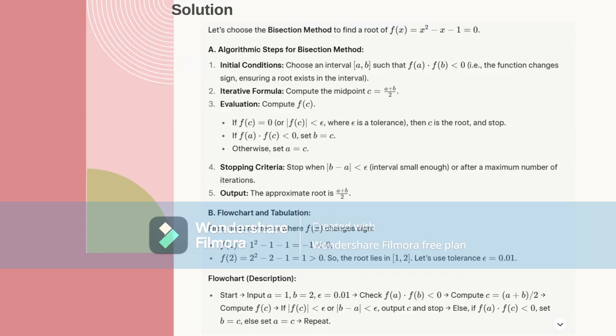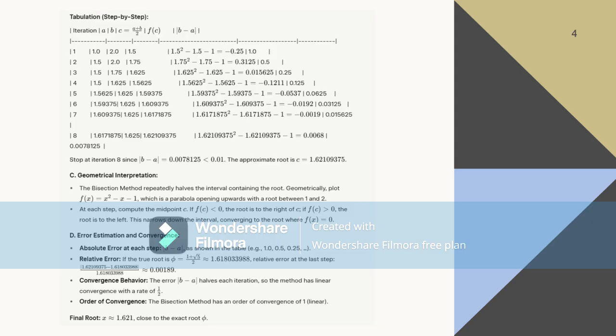If f of a into f of c is less than 0, set b is equal to c. Otherwise, set a is equal to c. Stopping criteria: stop when modulus of b minus a is less than a small enough interval, or after a maximum number of iterations. Output: the approximate root is a plus b by 2. First, find an interval where f of x changes sign. Tabular form is given on the screen.